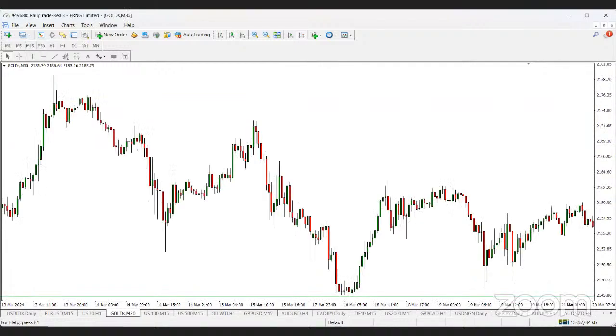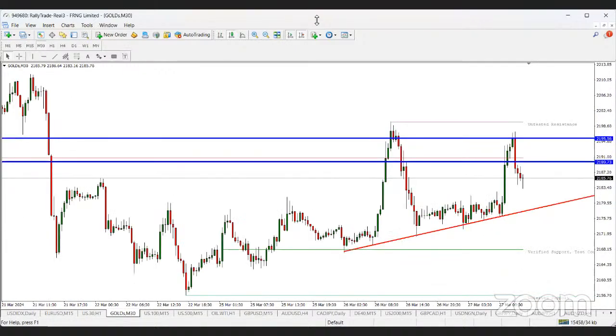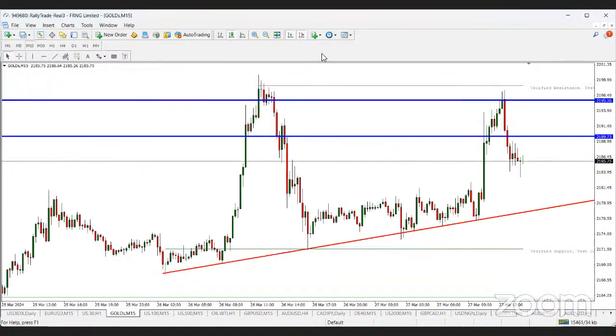Now, if the strength of the dollar seems to continue and gold were to continue this current bearish move, I think a good place to enter the market will be below this candle here, where we have a kind of doji.